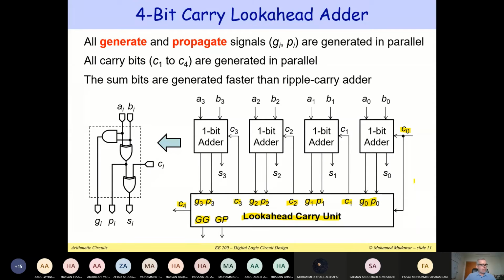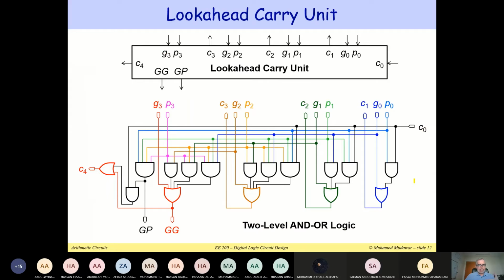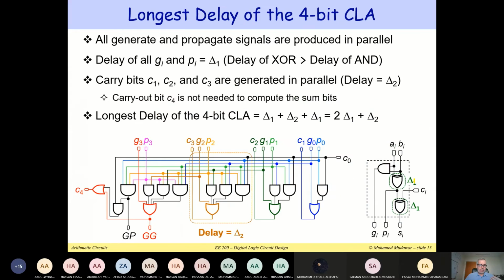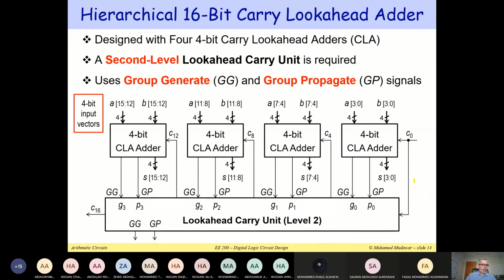Now, this is only for 4 bits, just adding 4 bits plus 4 bits, so it's a 4-bit carry look ahead adder. These are the details of the look ahead carry unit, and here I went into the details of the longest delay. If I would like to build a larger adder, like a 16-bit carry look ahead adder, I can go to 2 levels of look ahead carry units. So I can have level 1, which is inside the 4-bit carry look ahead adder.